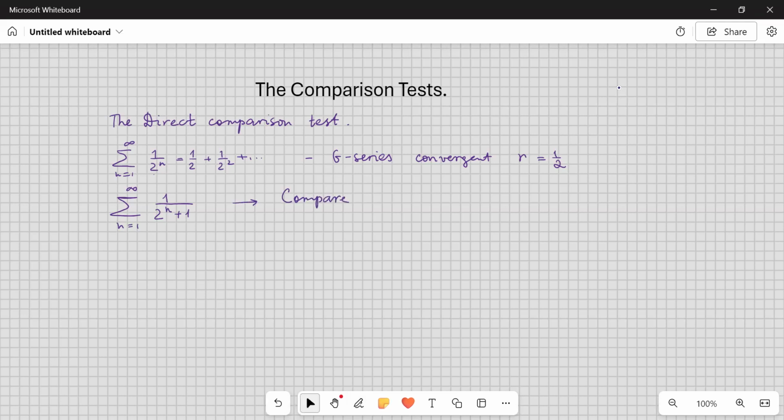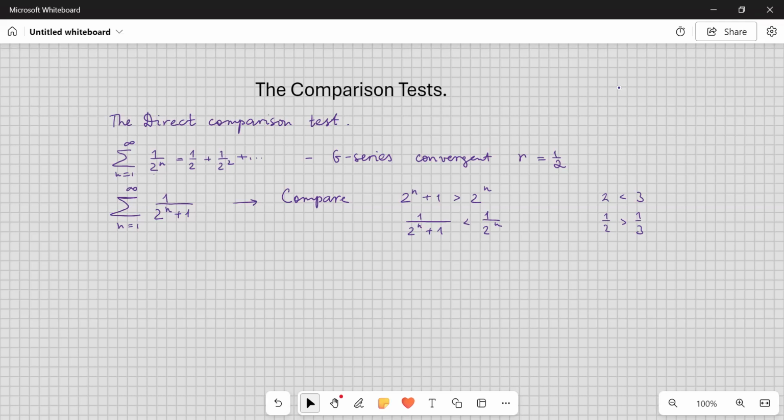We know that 2 to the power of n plus 1 is greater than 2 to the power of n. Just obvious, you add 1, you're going to make it greater. So if you divide 1 over 2 to the power of n plus 1, it's going to be less than 1 over 2 to the power of n. Why does it happen? Because if two numbers, for example 2 is less than 3, then 1 over 2 is going to be greater than 1 over 3, remember? So this is less. What does it mean for us?